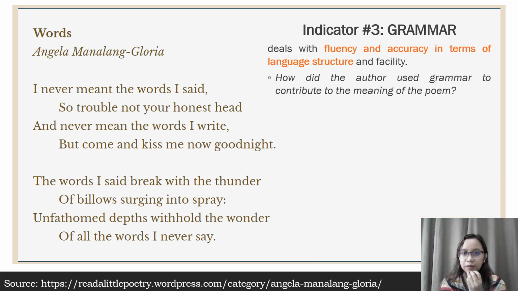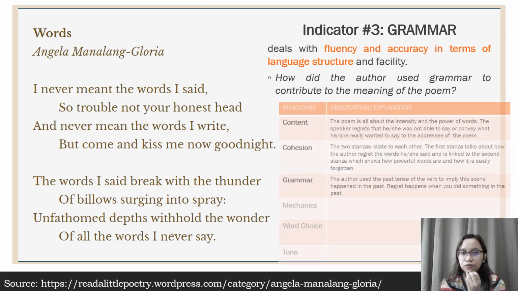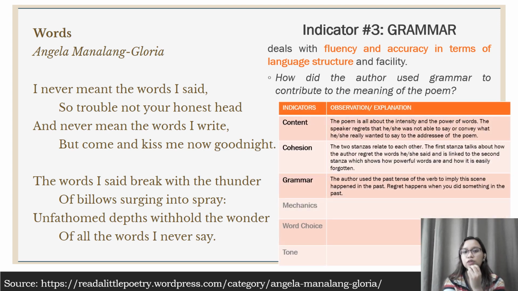Indicator 3 is grammar. It says here, deals with fluency and accuracy. So, what is the tense that was used here? So, the author used the past tense of the verb to imply this scene happened in the past. Regret happens when you did something in the past.